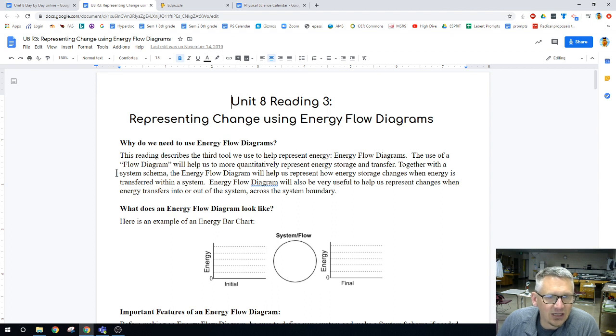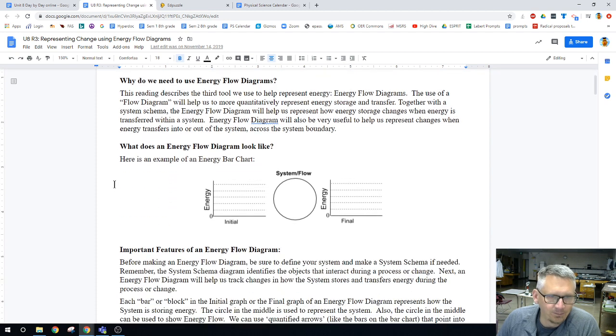Together with the system schema, the energy flow diagram will help us represent how energy storage changes when energy is transferred within a system. Energy flow diagrams will also be very useful to help us represent changes when energy transfers into or out of a system across the system boundary.